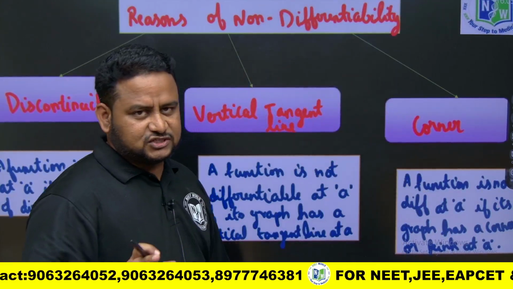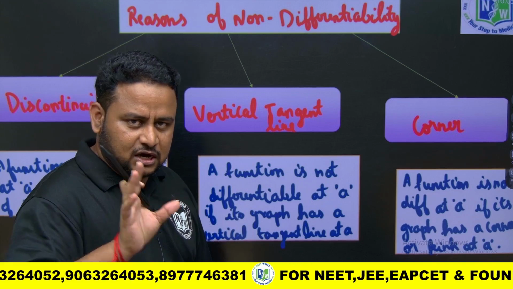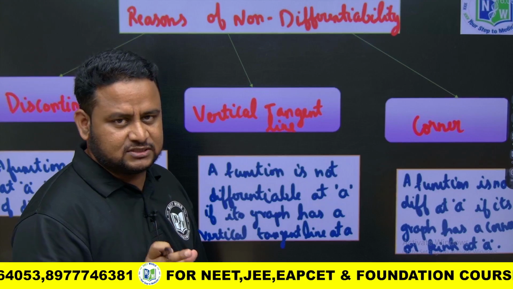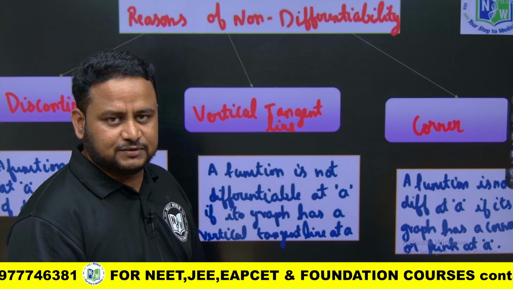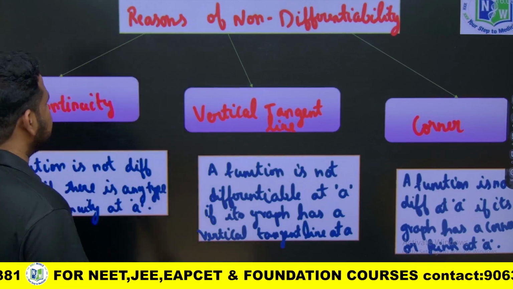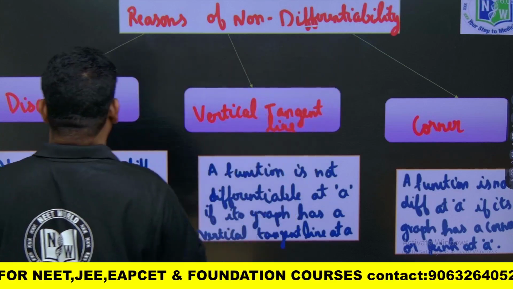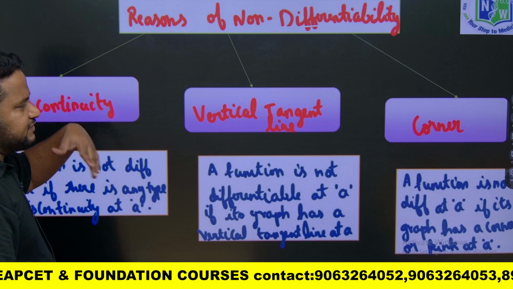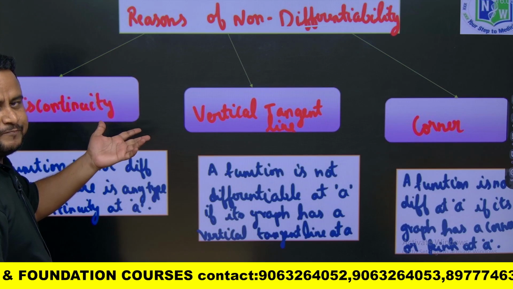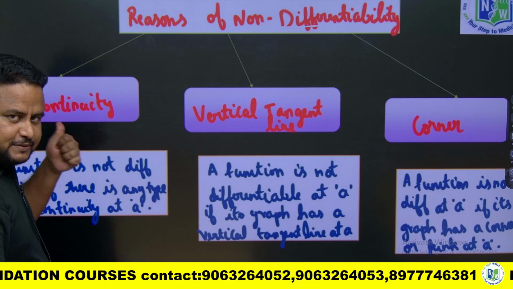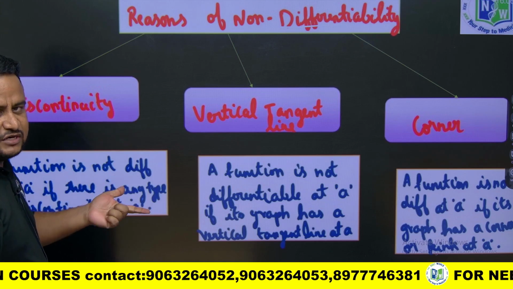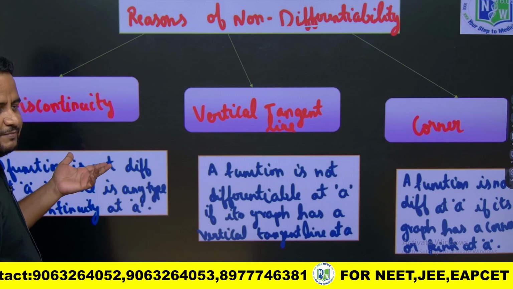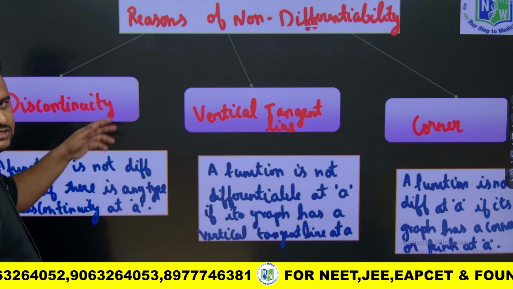First of all you must understand that all differentiable functions are continuous, but all continuous functions need not be differentiable. For example, mod x is continuous, but it is not differentiable. We will see why. Reasons for non-differentiability: one is if it is a discontinuous function. First of all, it should be continuous. If it is discontinuous, then it is not differentiable.